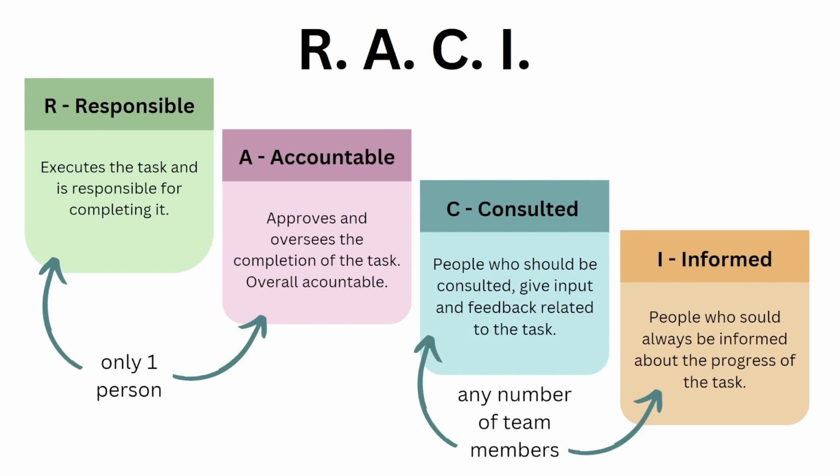The RACI method is best used with large teams, but it can also be used with smaller size teams, and its main purpose, as you can imagine, is that for each specific task the whole team knows which person is responsible and accountable. They in turn, the person responsible and accountable, know which team members they should be consulting with and who they should be informing.